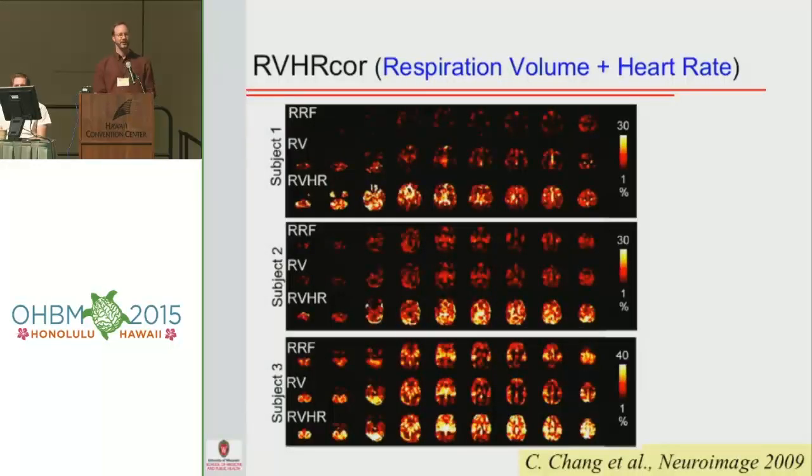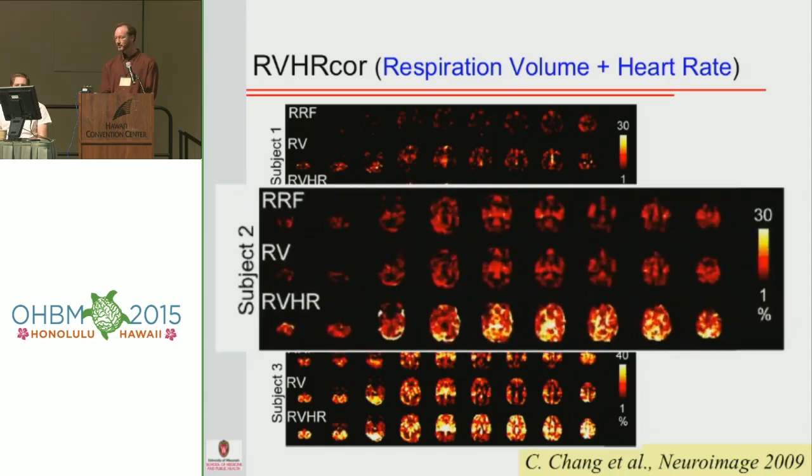In order to correct for the respiration volume and heart rate changes, one technique that's been proposed is RVHR correction from Catie Chang. In this example, now on 3 subjects, you can see that by combining the respiration volume and heart rate together, you can account for significantly more variance than either of those alone. And the idea is then you create those regressors and remove that from the data. That's one way, shown zoomed in if you want to see that.